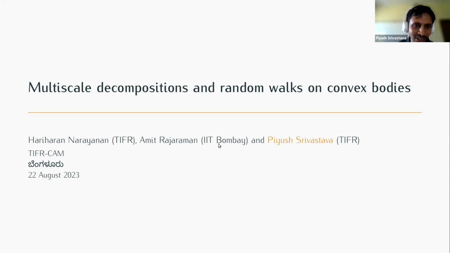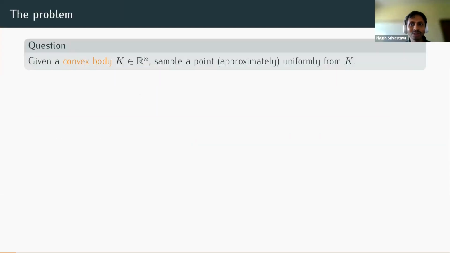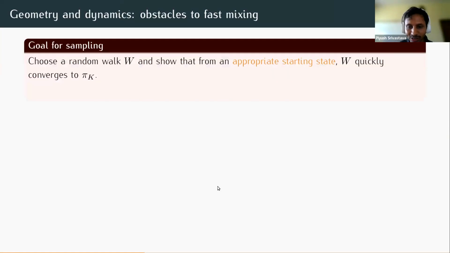So we've been doing this over the last 1.5 years. So here the problem is well studied and it's simple to state. You're given a convex body, and you want to sample a point approximately uniformly from the body. There are many questions about how the body is given and so on.